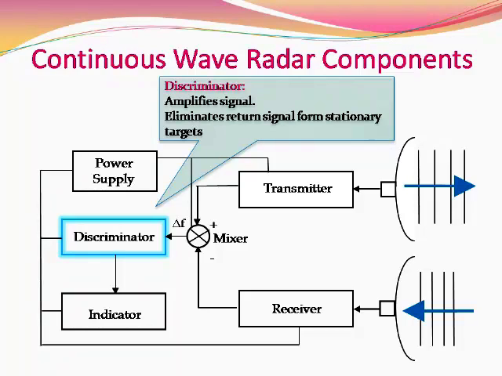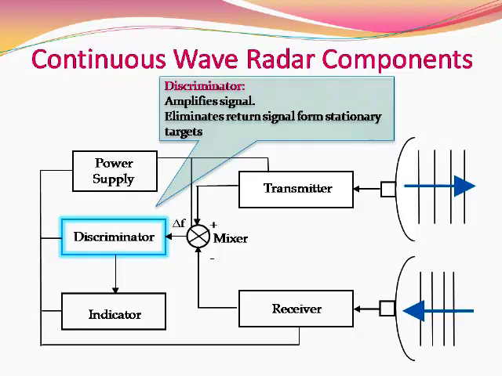The output of the discriminator is calibrated in terms of velocity, because the velocity is the final parameter of interest for the user, like a policeman standing on the roadside for finding out the speeding vehicles. So the velocity will be calculated from the frequency shift using the simple formula like 2s by lambda, and from that the velocity will be indicated either on an analog meter or on a digital meter in terms of miles per hour or kilometers per hour.